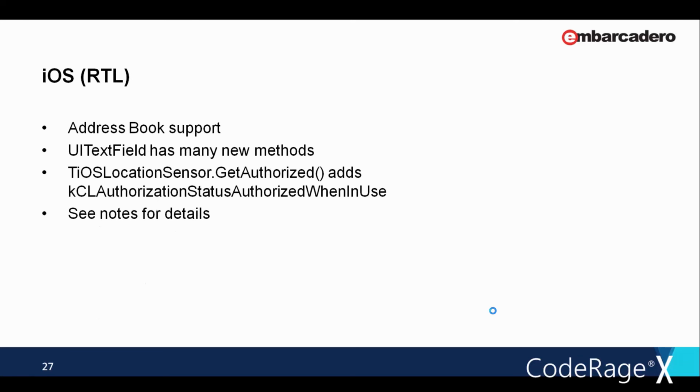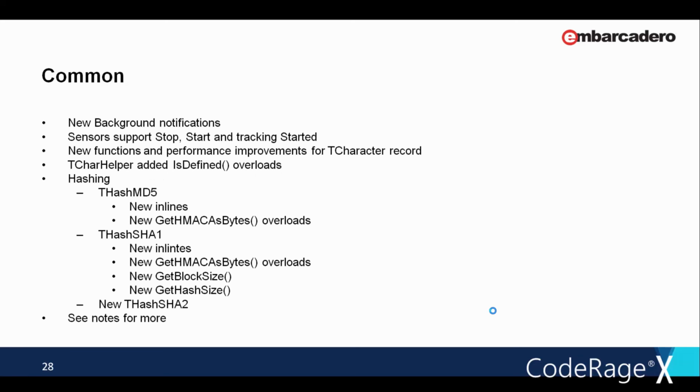For iOS, under the RTL folder, the address book support has been added. The UITextField has a bunch of new methods for selection and mouse stuff for touch. The iOS location sensor getter authorized method calls adds an authorization status, authorized when in use, and there's more information in my notes that stuff gets a bit lower level.